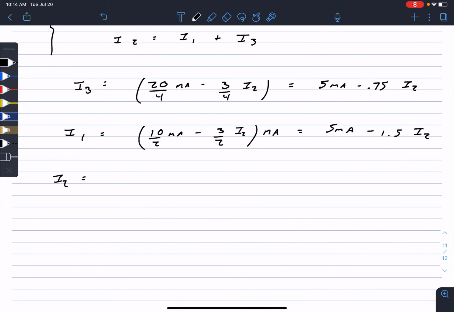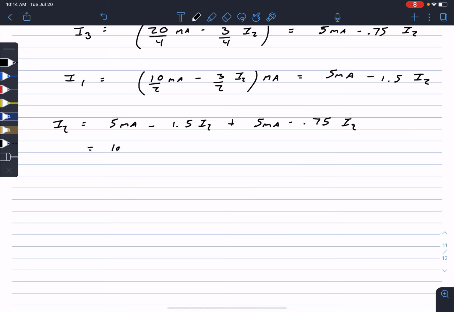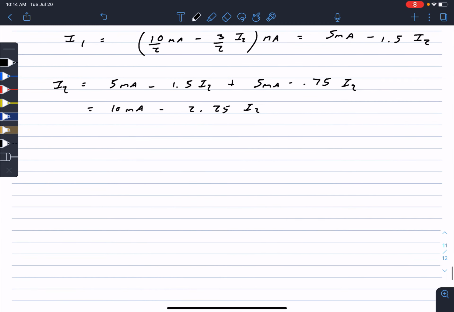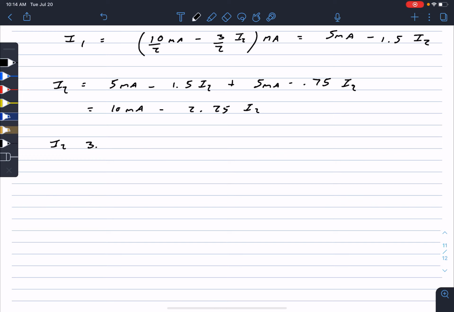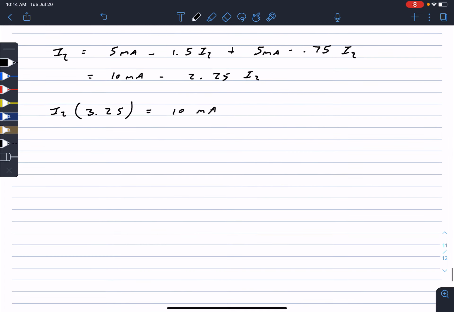So now all we've got to do is plug these into this one. I2 is equal to I1, 5 milliamps minus 1.5 I2 plus 5 milliamps minus 0.75 I2. That gives us 10 milliamps. And these are both negative, right? So 2.25 I2. And then I2 3.25 equals 10 milliamps. So that means we're going to have I2 is equal to 10 milliamps over 3.25.